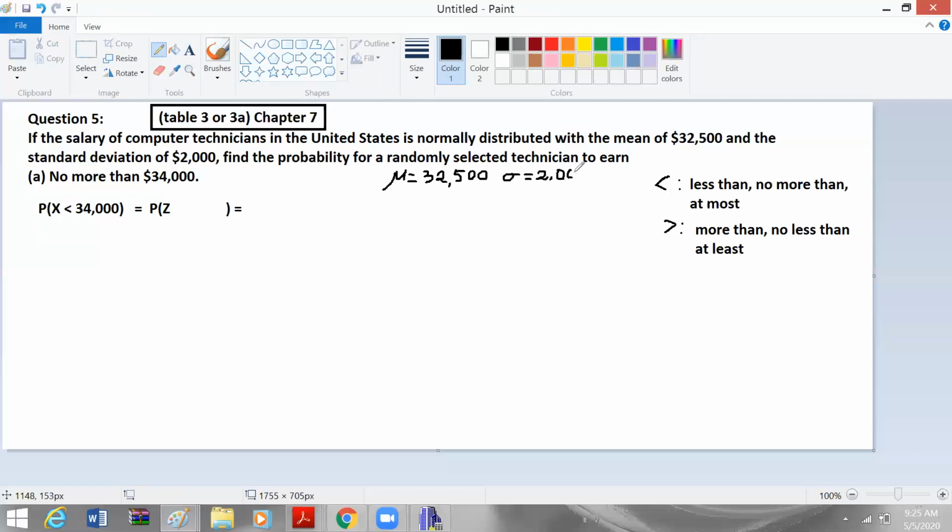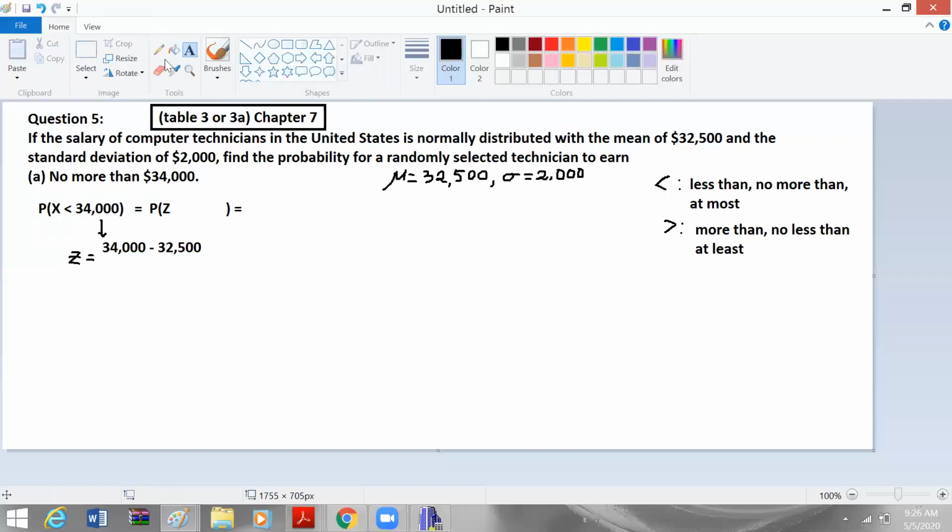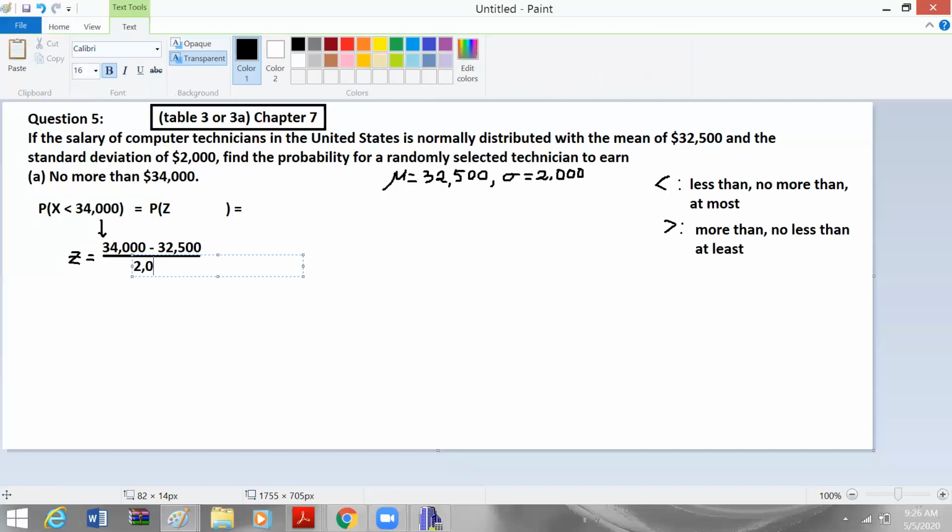Okay. And now all we need to do in this case is convert to the Z-score, right? How can we convert it? We take Z equal to X, which is 34,000, subtract the mean, which is 32,500, and then after that, we divide it by 2,000. And then we're done. We're done for part 8, and we're done for the Z-score.